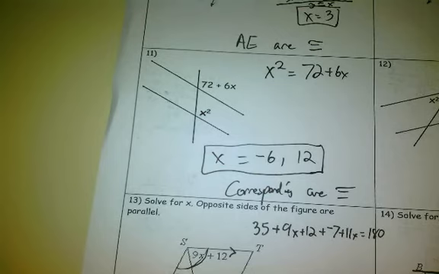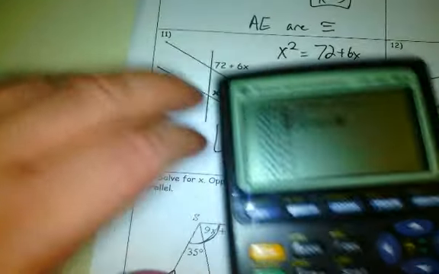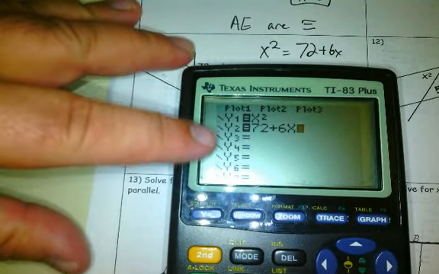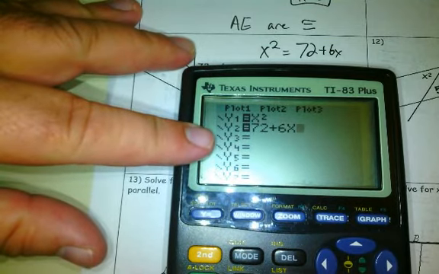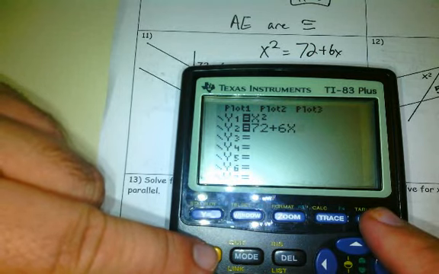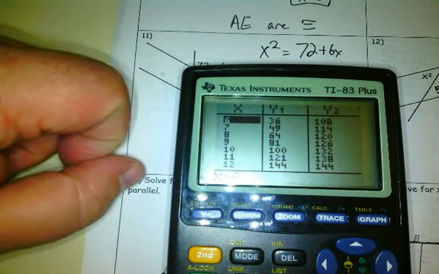And one quick way to do that is you type what's on the left side of the equal sign into y1 and the right side into y2. So it would look something like this. See that? I put x squared into y1. I put 72 plus 6x into y2. Now I'm going to go to the table, second graph.